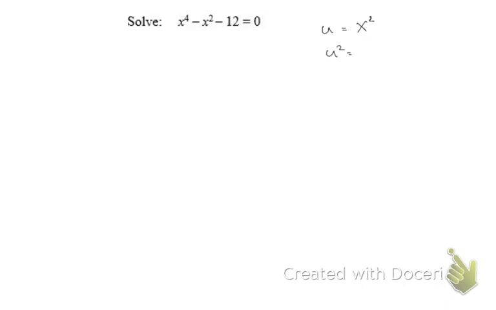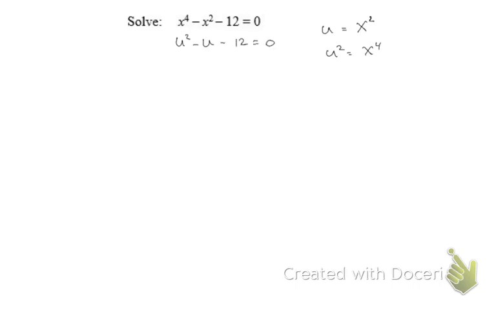u squared would be x to the fourth. And if we do that, we can see that this is actually a quadratic form. So x to the fourth is like having something squared, minus x to the second is having that thing, minus 12 is equal to 0.